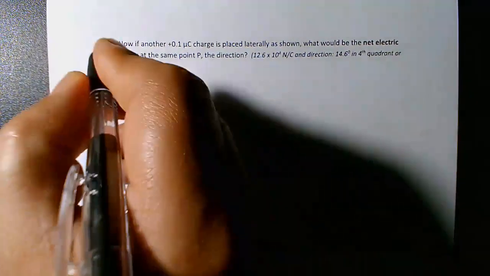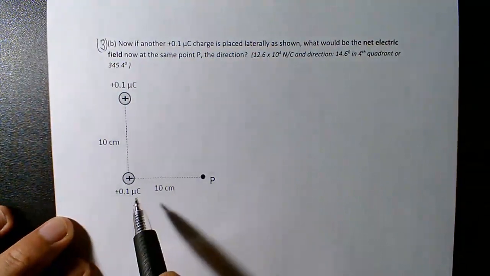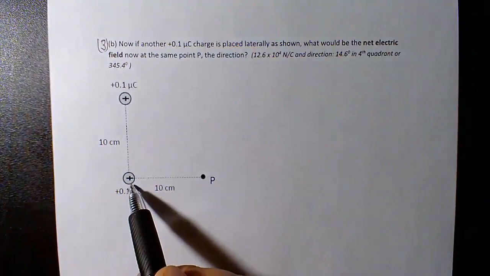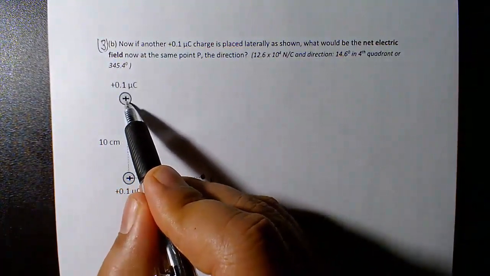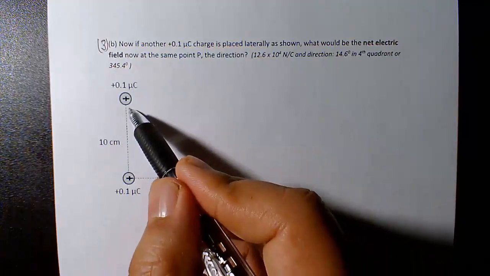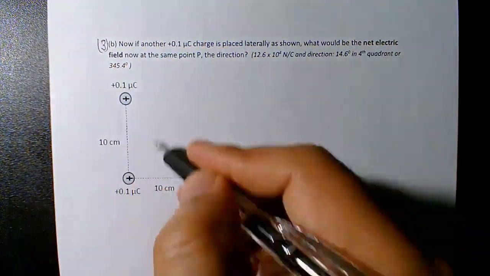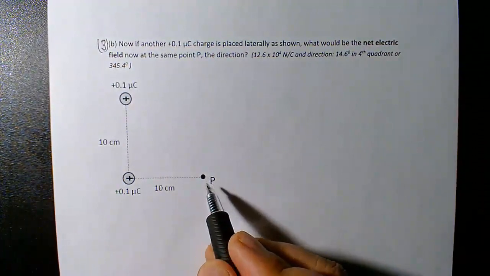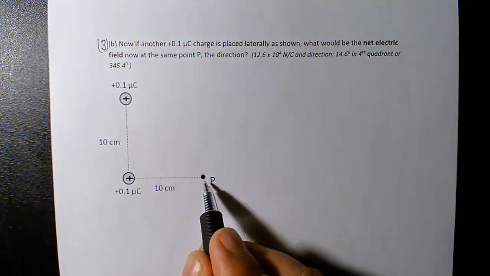Now this is still problem number 3, part B. So number 3 part B says, this was number 3 part A, right? Now in addition to this positive 0.1, you now put one more 0.1 positive microcoulomb charge at 10 centimeter distance laterally right here. Now it's asking what's the new net electric field. Definitely this charge distribution will change the net electric field at point P. Now it's asking what would be the net electric field now here, at the same point.